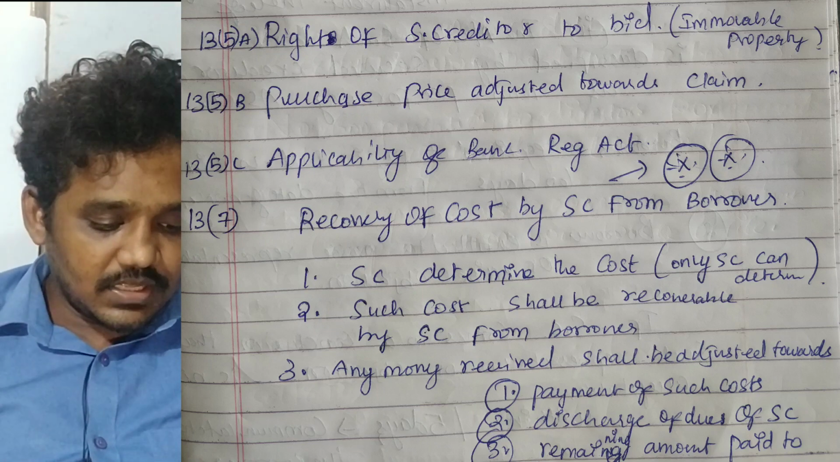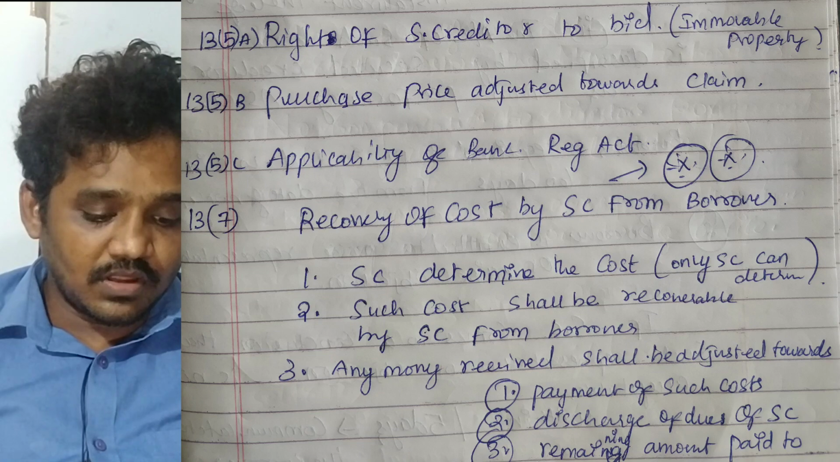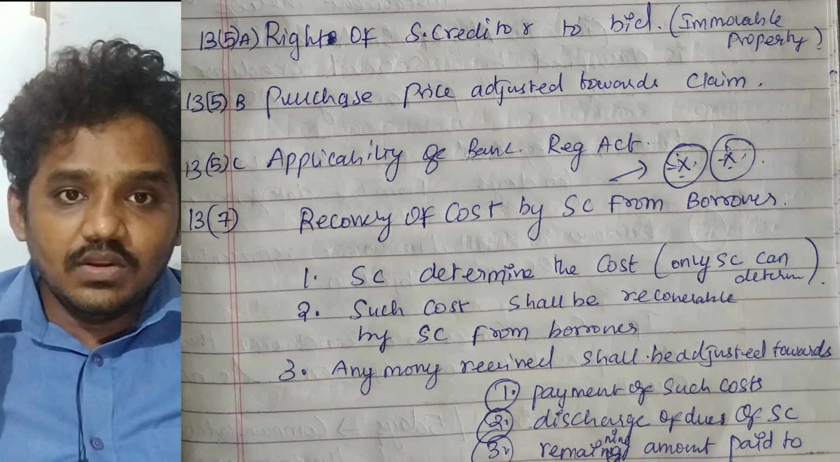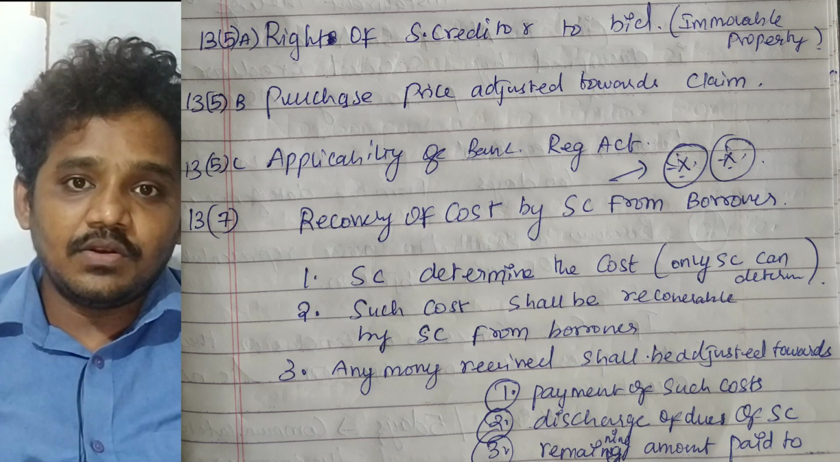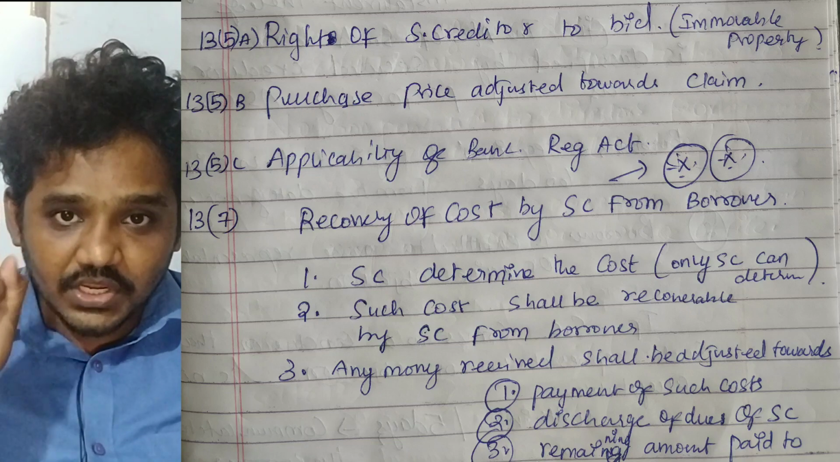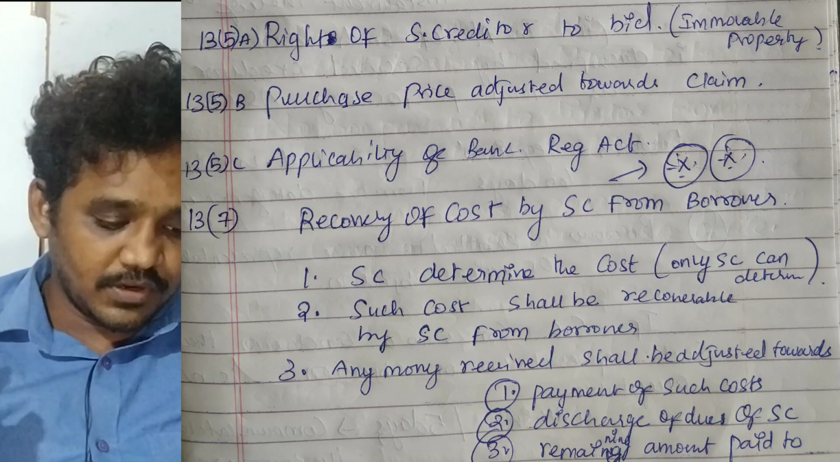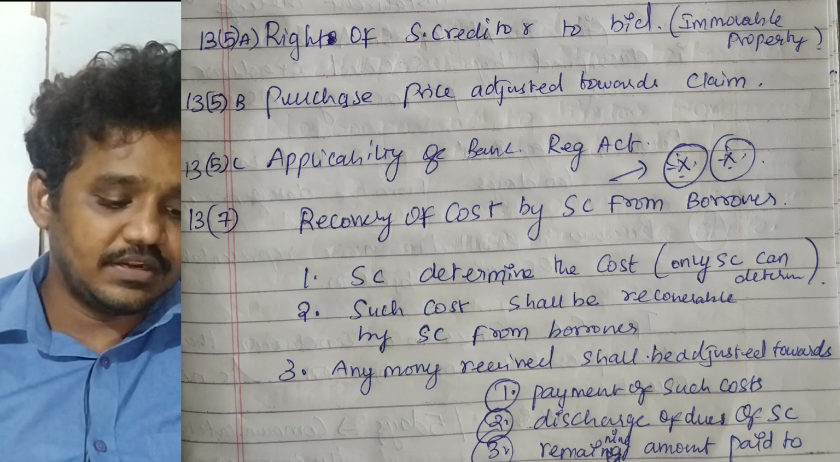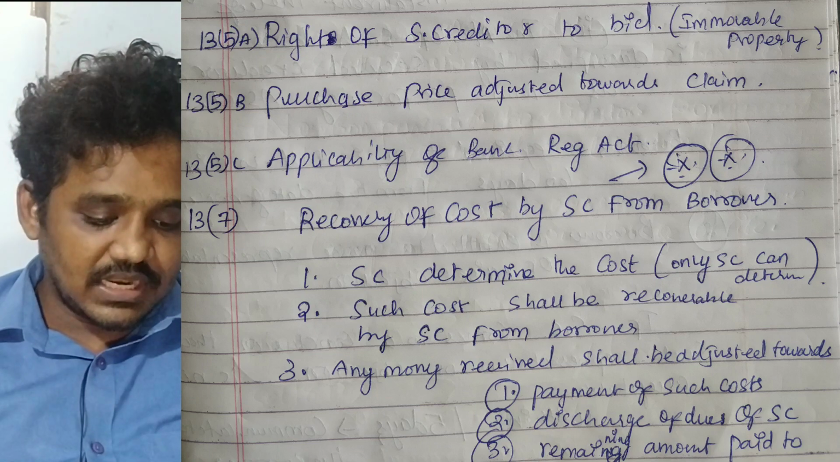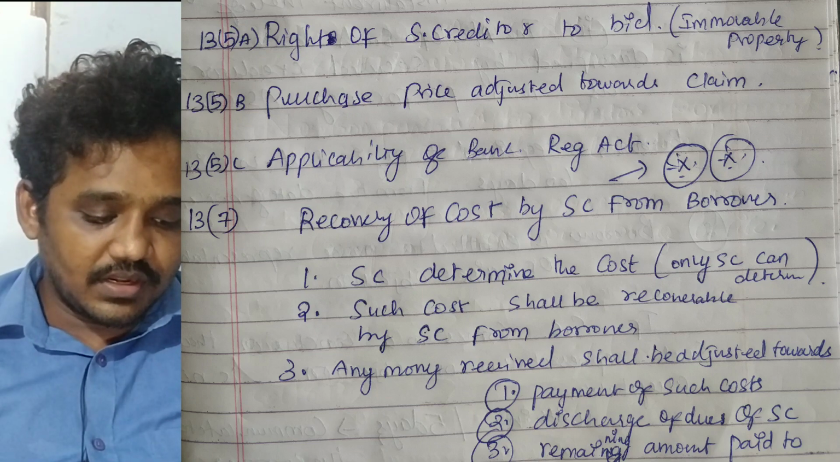That is the point. The secured creditor will determine the cost. So who will determine how much amount has been spent towards this recovery? Only the secured creditor will determine. So that is the first point. The secured creditor will determine. No other person can determine. And then such cost shall be recoverable by the secured creditor from the borrower.